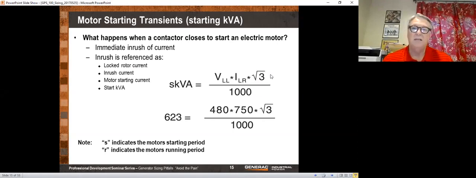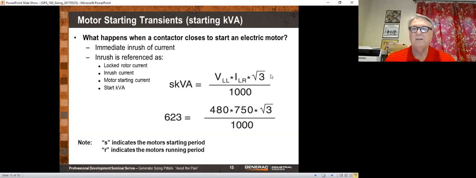So let's take a typical 100-horsepower motor, and that 100-horsepower motor is going to have about 750 locked rotor amps, maybe 115 full load amps. And so our starting kVA will be 480 times 750 times root 3 divided by 1,000. And then knowing that starting kVA, we can go to the alternator curves and find out what our voltage drop is going to be, or let the computer do it for us.